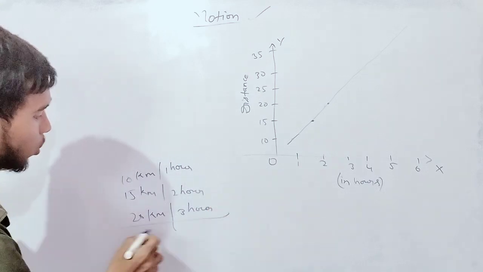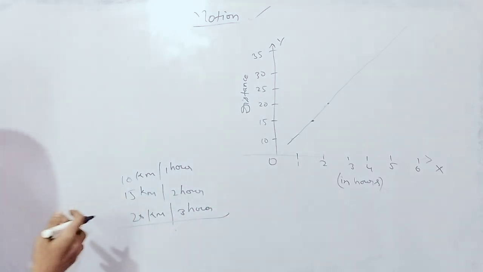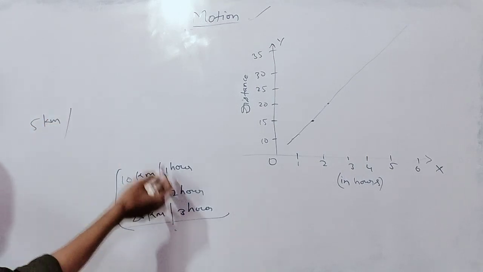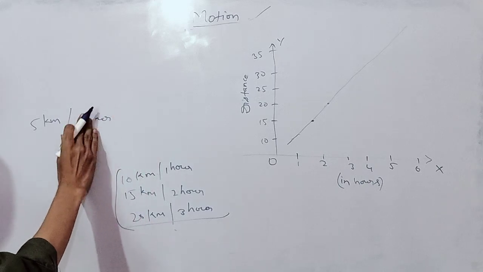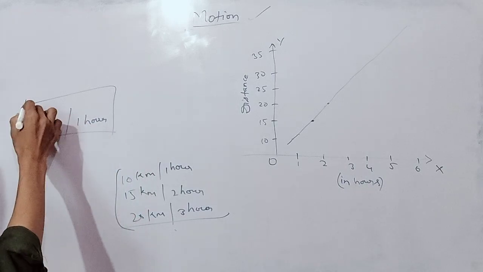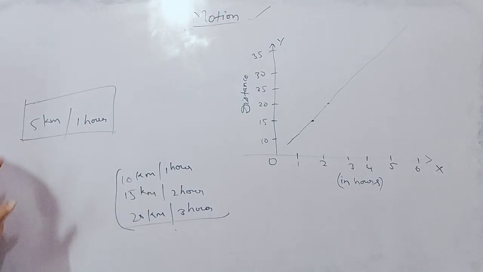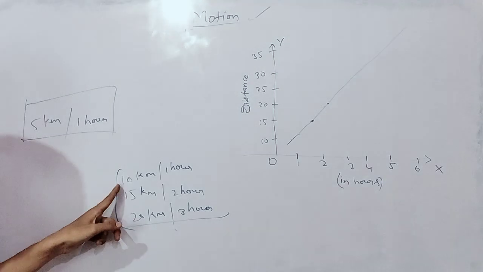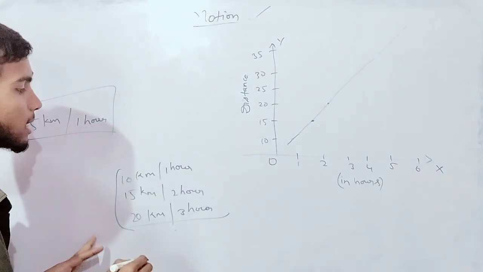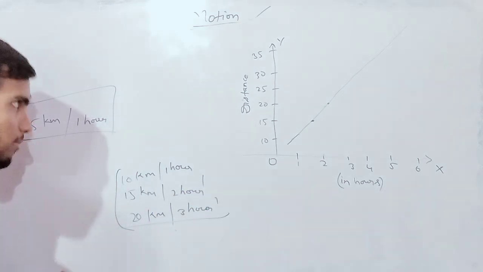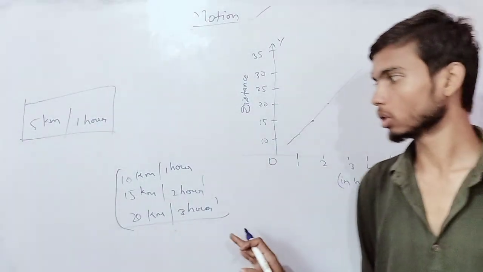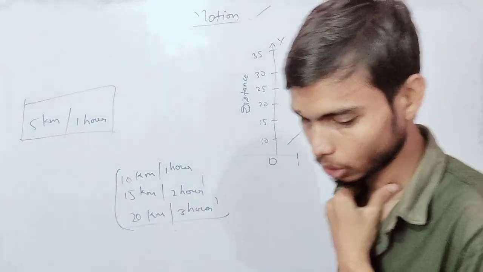Now you see what the interval distance and interval time are. Here the interval distance is 5 kilometer and the interval time is 1 hour. So the interval time is the same. Here 5 kilometer, here 5 kilometer, and here 5 kilometer. That's why we say the interval distance is the same. Here 1 hour, here 1 hour. That's why we say a straight line can give uniform motion.